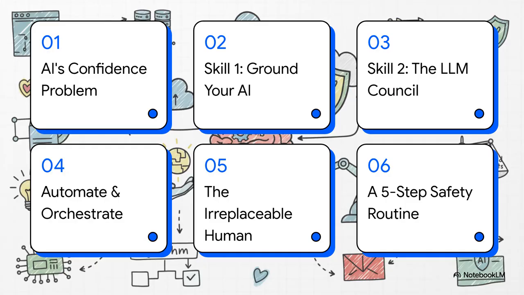To figure that out, we've put together a game plan. First, we're going to really nail down this confidence problem. Then we'll walk through 3 absolutely essential skills: how to ground your AI, how to use what we're calling an LLM council, and how to automate with orchestration. We'll talk about where you, the human, are still completely irreplaceable, and then we'll wrap it all up with a simple 5-step safety routine you can use for pretty much any task.